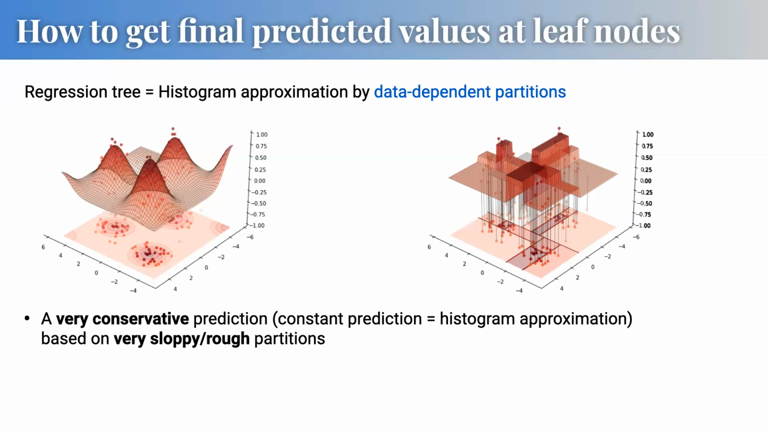So there is no unexpected behavior here. Because this is just a histogram approximation of distribution, it's a safe prediction. The problem is that the prediction is very safe, but we do the averaging or the very rough partitioning. This partitioning is a very sloppy partitioning of the input space. So we made a very conservative prediction over a very sloppy partitioning of input space.